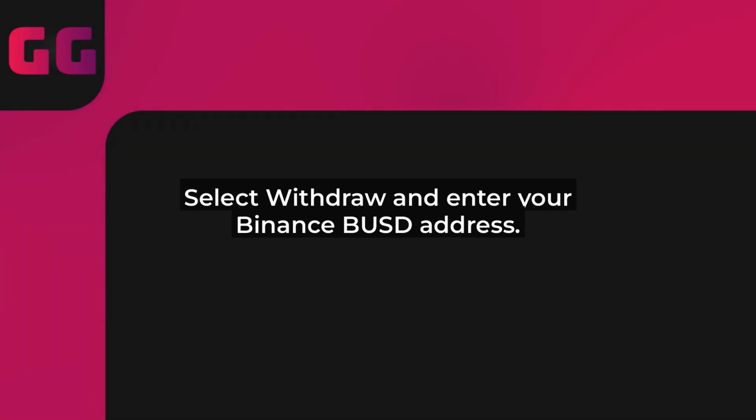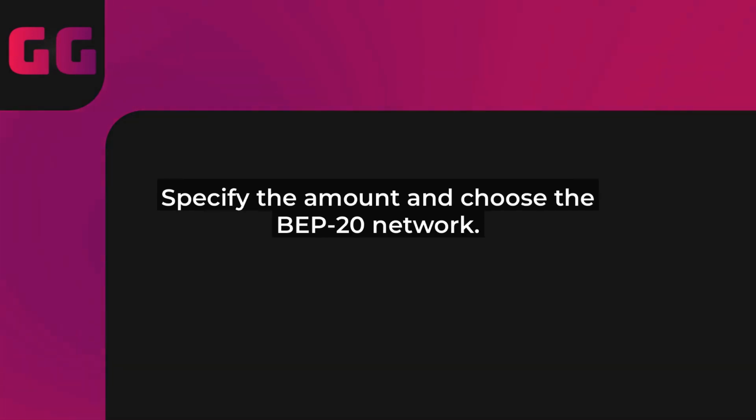Step 2. You'll need to enter the recipient's wallet address. On Binance, go to your wallet, copy your BUSD deposit address. Remember, always double-check this to avoid any mishaps. Paste it into Bitrue's withdrawal form.